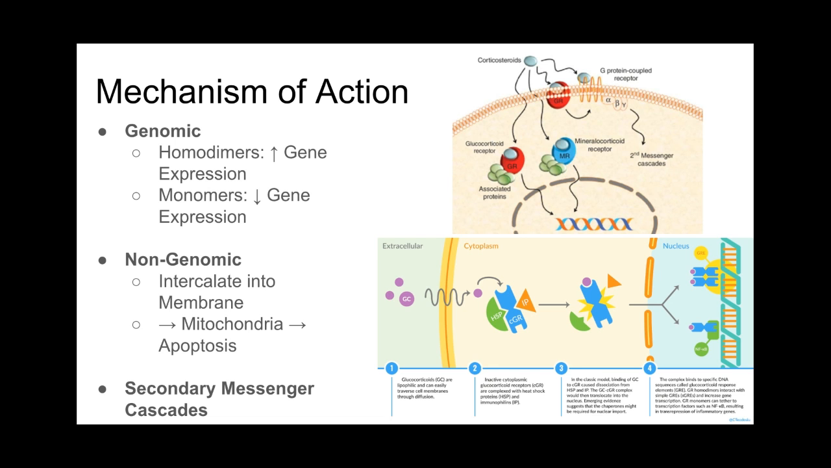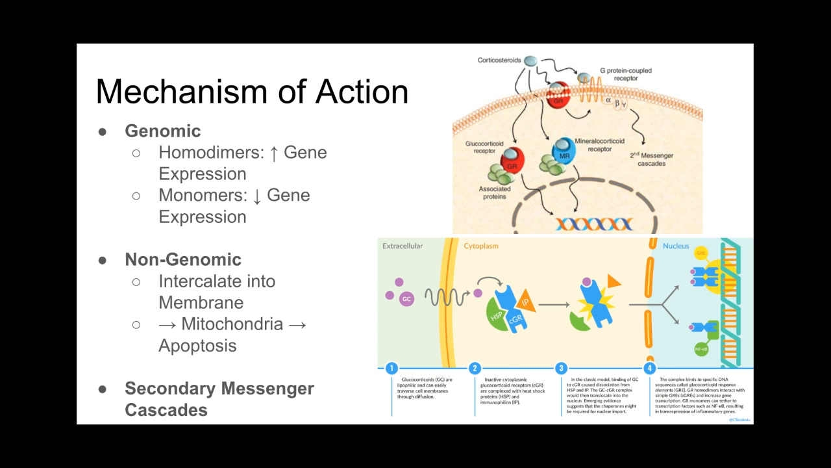Glucocorticoid receptor complexes may homodimerize and bind to GREs, in which case they increase gene transcription. Alternatively, the complexes may remain monomers and bind to either a GRE or other transcription factors. In this case, they repress gene transcription.